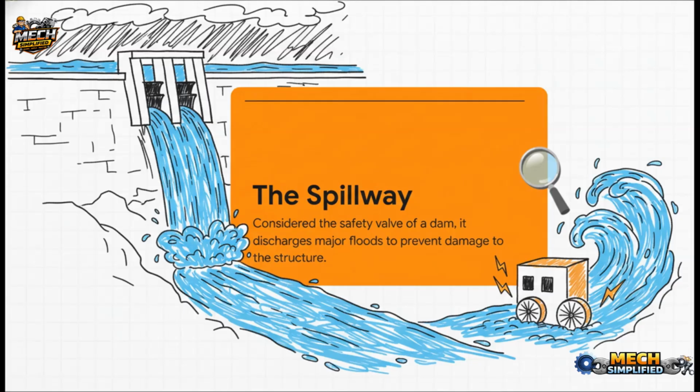I mean, think about it. During huge rainstorms or a massive snowmelt, the reservoir level can get dangerously high. The spillway gives all that excess water a safe, controlled path to get downstream. Without it, water could just pour over the top of the dam, which could lead to a catastrophic failure. So this thing is non-negotiable.